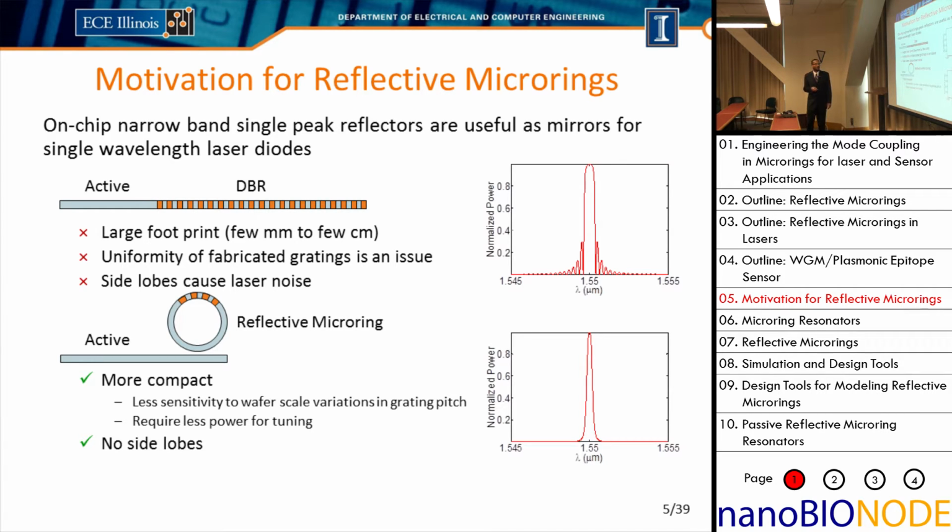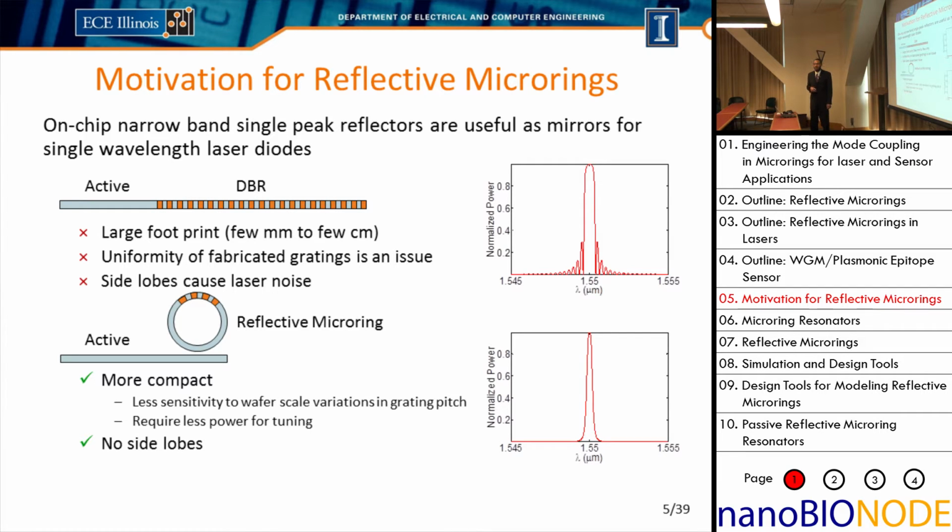So if I want to tune the structure, if I do something like temperature tuning, in the first case I have to temperature tune the entire length of the DBR, whereas in this case I only have to temperature tune a very small microring resonator. So there's less power required for tuning. Probably the biggest benefit of this structure is that there are no side lobes.